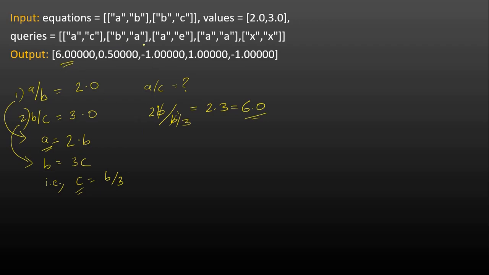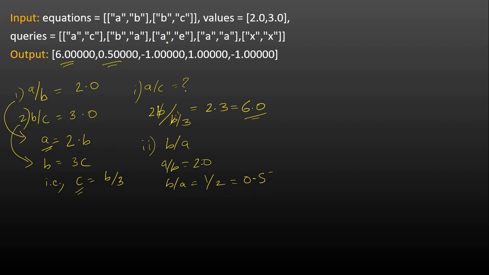Similarly, the second query is b by a. We have to find b by a. So here b is b equal to 3c and a equal to 2b. Here a by b is 2.0, this is provided to us. So if you take the reverse, b by a will be 1 by 2, which is nothing but 0.5. So that's how we got this answer.